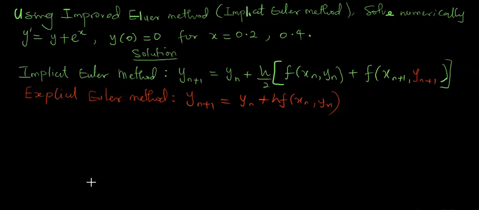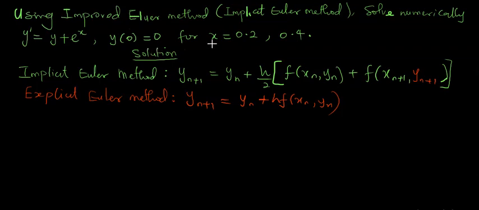Okay, so I want to show you how to use the implicit Euler method to solve a differential equation numerically. The implicit Euler method is also called the improved Euler method. So we're looking at this question using the improved Euler method, which is the same thing as the implicit Euler method: solve numerically this differential equation, and this is the initial value condition.